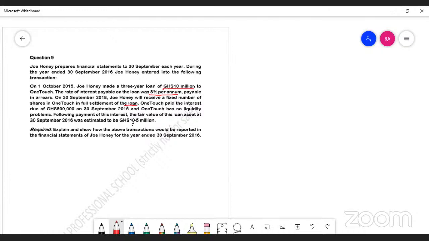Since it will be settled by way of an equity instrument, it means that the contractual cash flows do not include interest and what? Principal. There's nothing like principal. So in this case, it cannot be measured at amortized cost. We can only measure it at fair value through what? P&L. That's what it means. We can only measure it at fair value through P&L.